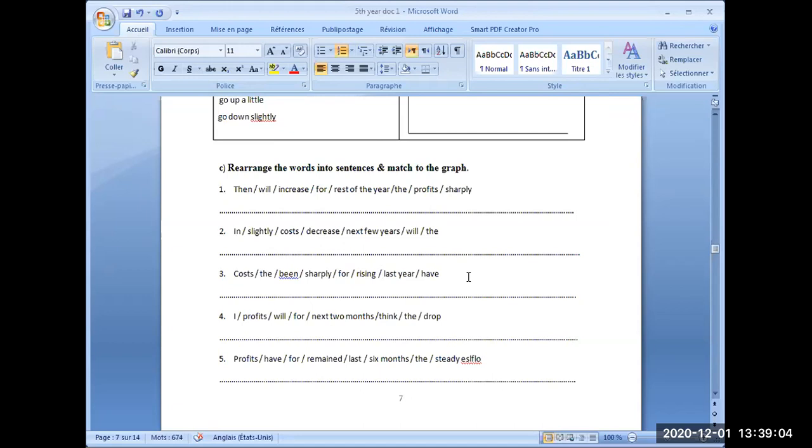"For" is missing. Okay. The preposition "for" is important. You shouldn't miss it. So costs have been rising sharply for the last year. Next.